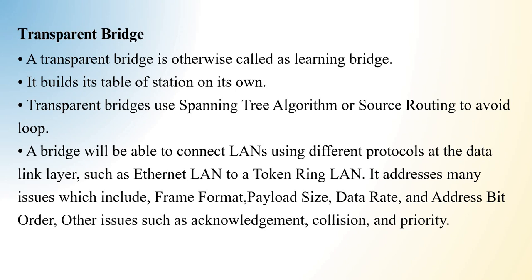A transparent bridge is otherwise called a learning bridge. It builds its table of stations on its own. Transparent bridges use a spanning tree algorithm or source routing to avoid loops. A bridge will be able to connect LANs using different protocols at the data link layer, such as an Ethernet LAN to a token ring LAN. It addresses many issues which include frame format, payload size, data rate, and address bit order. Other issues include acknowledgement, collision, and priority.